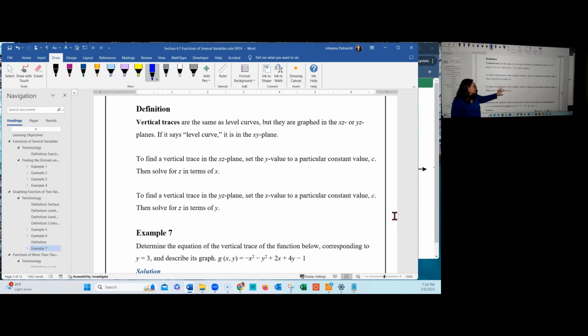If we want to find a vertical trace in the YZ plane, we set the X value to be a particular constant, and then we graph the resulting equation in the YZ plane. They're called level curves in the XY plane. They're called traces in the XZ and YZ plane. Let's look at example 7.